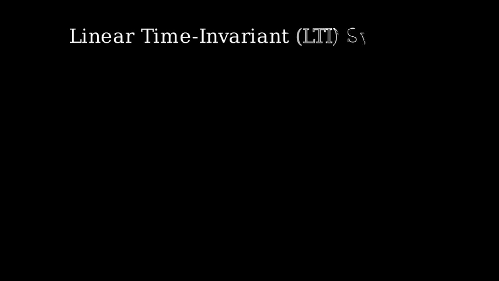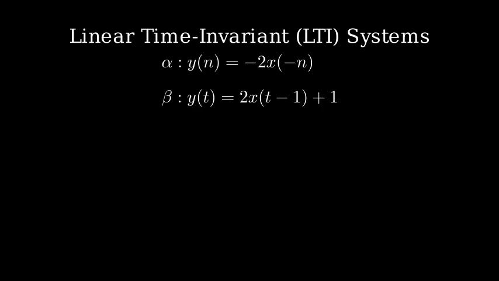Welcome to this lesson on linear time-invariant systems, also known as LTI systems. Today, we'll analyze whether two given systems are LTI or not. The systems we'll analyze are system alpha, y of n equals -2 times x of -n, and system beta, y of t equals 2 times x of t minus 1 plus 1.